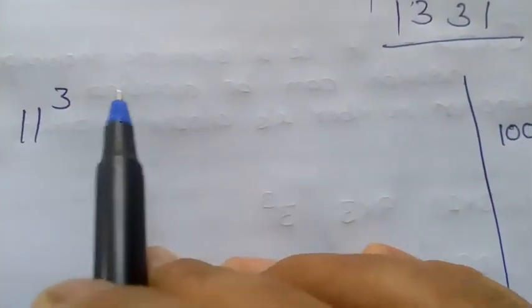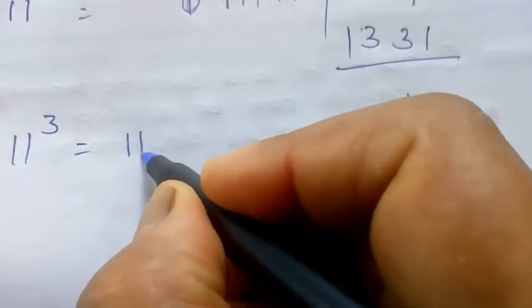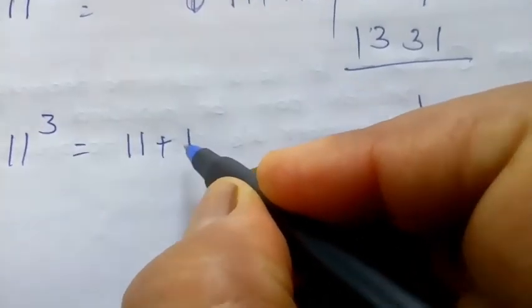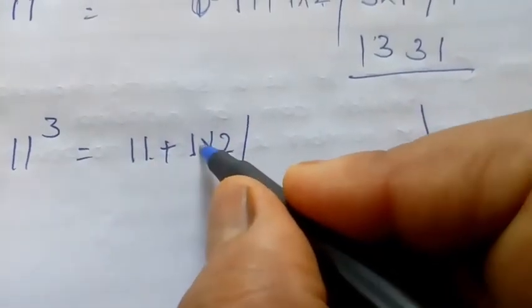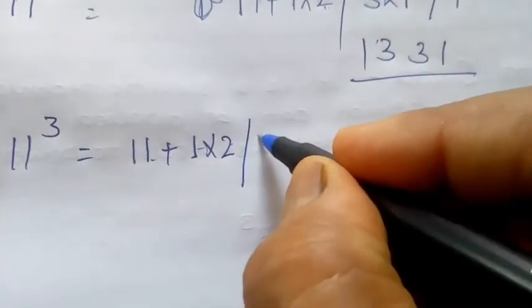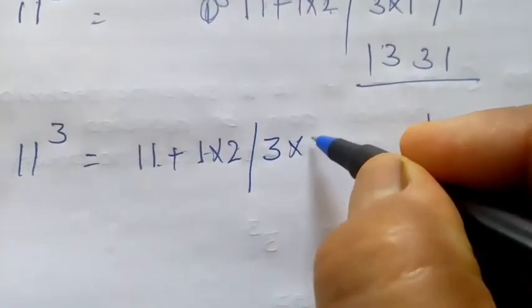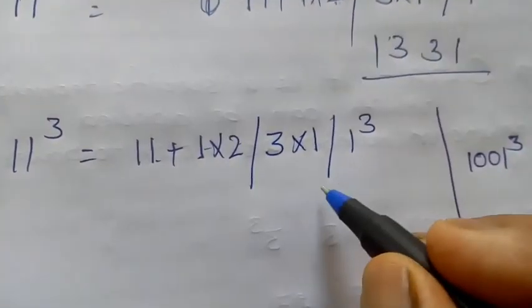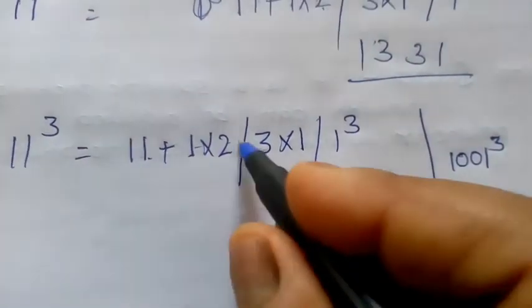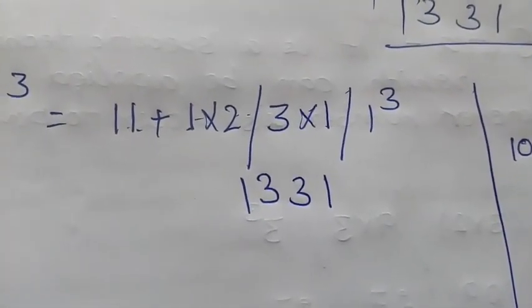If we find the cube of 11 by this method, a very simple example, a shortcut. 11 is 1 more than 10, multiplied by 2, and 1 plus 2 here is 3. How much more than 10? 1. 3 into 1, multiply this, and 1 cube. Write the answer: 1, 3, 3, 1. 1331 is the cube of 11.